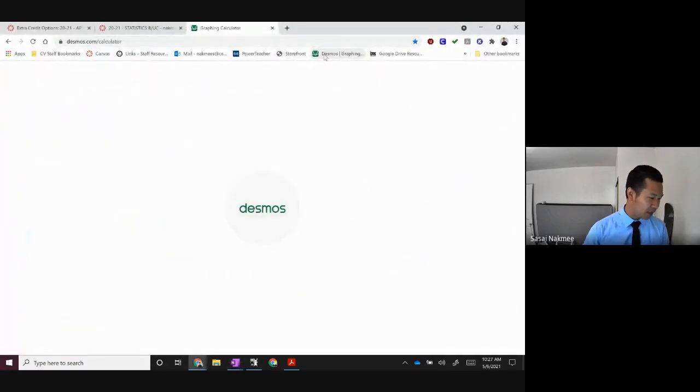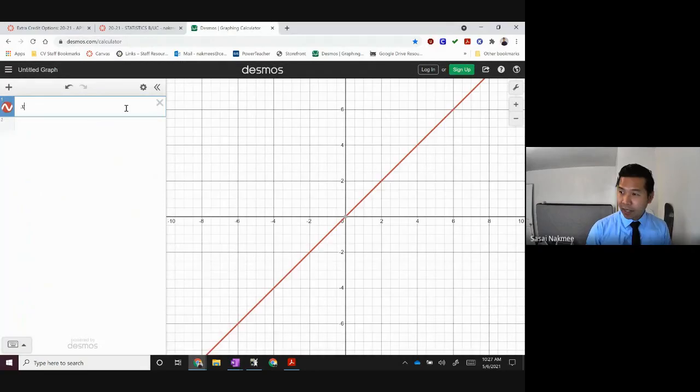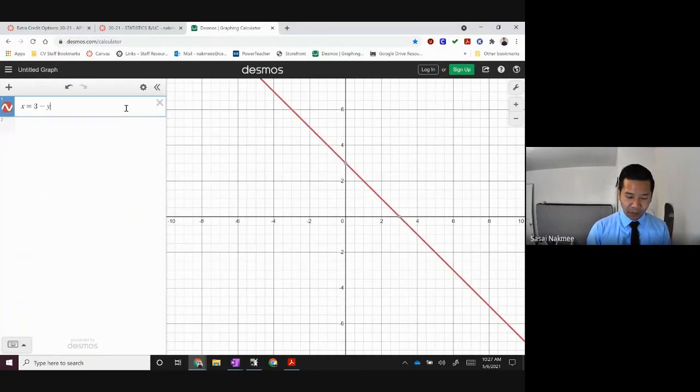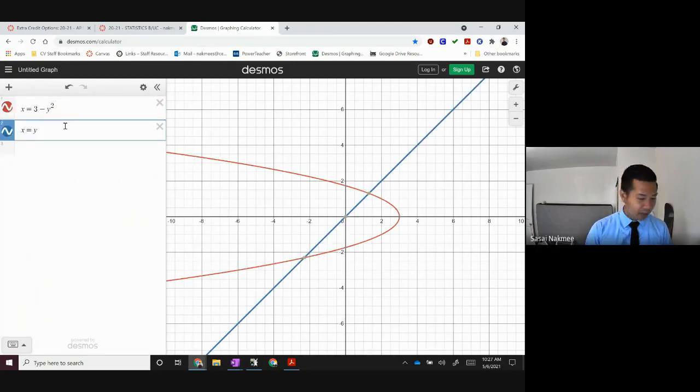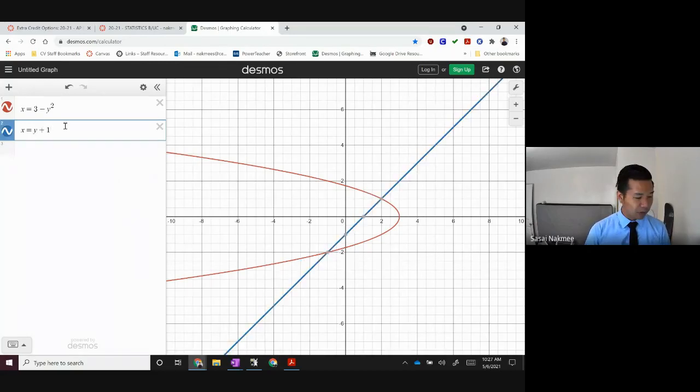So I would go to Desmos here, plug in this equation, x equals 3 minus y squared. See that? It'll graph it for us, just to help us get used to this. Same thing with the other function, x equals y plus 1. If you're having trouble seeing it, that's what we can do to help us see it.